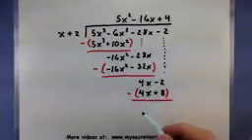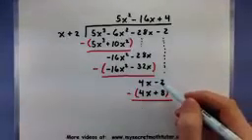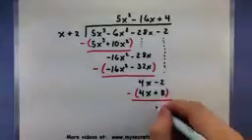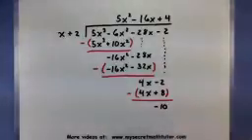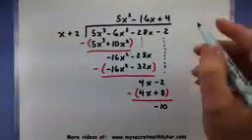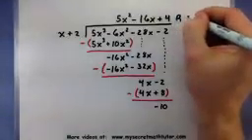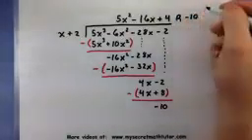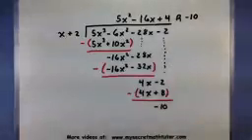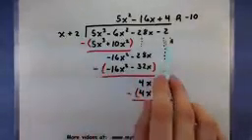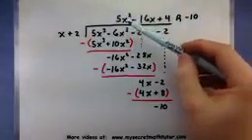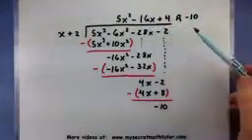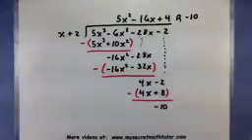Alright, so 4x minus 4x, gone like it should be. A negative 2 minus an 8 give me a negative 10. So since this is now lower in power than what I'm dividing it by, so it's only like x to the 0, this is considered my remainder. So what we have found is that when we take our original polynomial and we divide by x plus 2, we get the answer 5x squared minus 16x plus 4 with a remainder of negative 10.